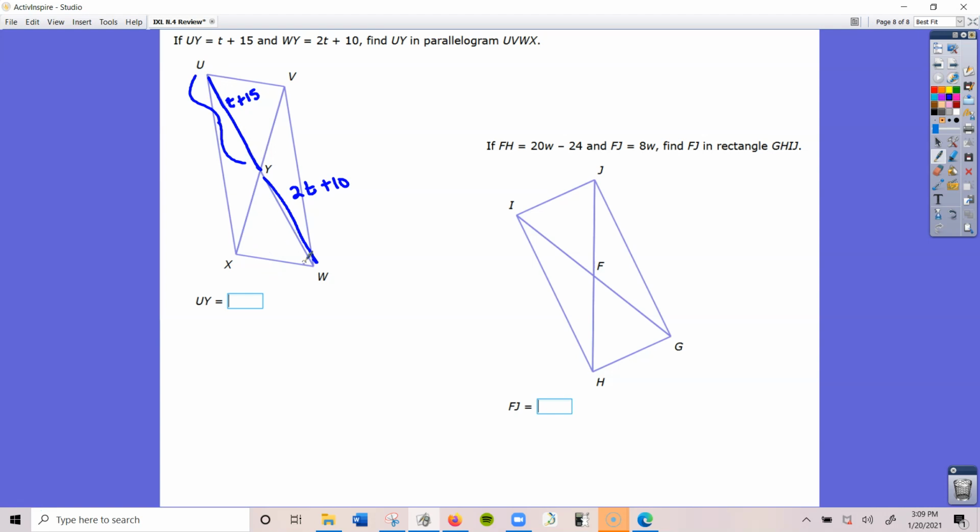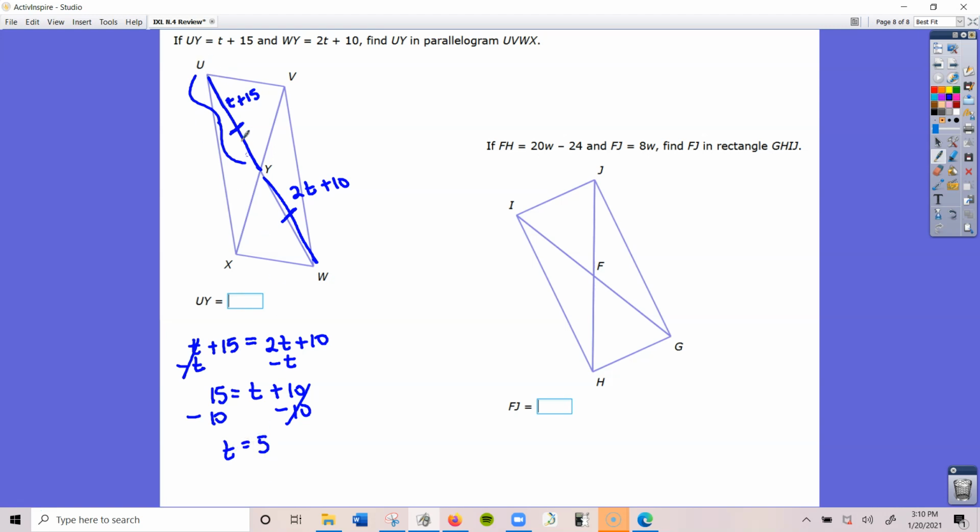Since these diagonals bisect each other, that means that this side is the same as this side. So we make it equal to each other. t plus 15 is equal to 2t plus 10. So let's solve for t. I'm going to subtract over here. So 15 is equal to t plus 10, and then subtract the 10. So t is equal to 5.